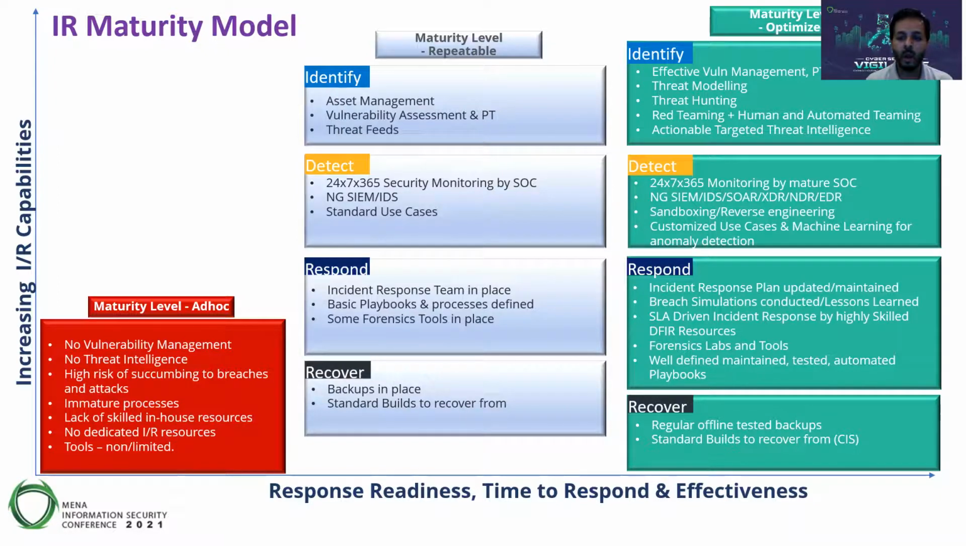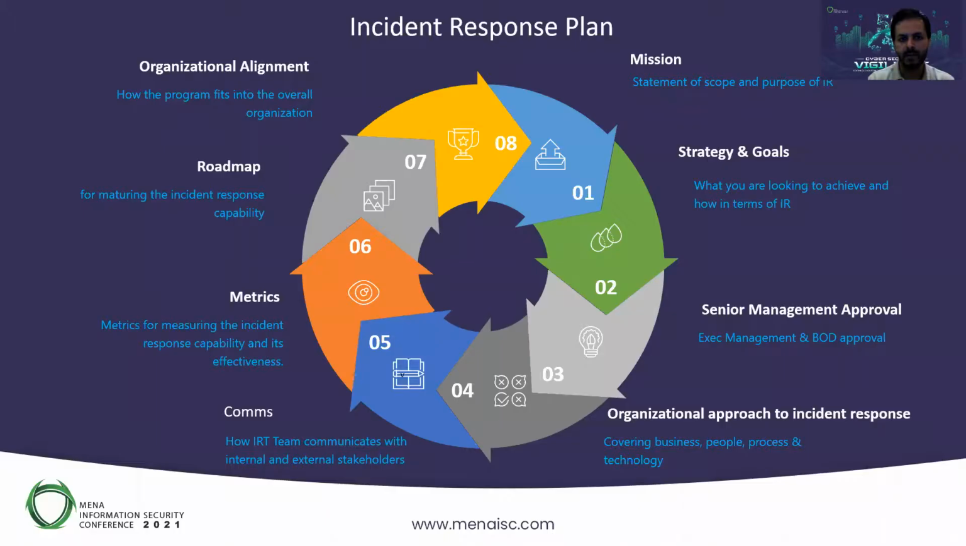So regular offline tested backups. The crucial thing is that you have offline backups. These backups need to be offline because otherwise, if they're online, they can also be subject to ransomware. And even if they're encrypted, the ransomware will encrypt the encrypted backups. So that doesn't help either. And also make sure that you have your standard builds ready to go, so that if you need to recover from a compromise, you can recover from those standard images.